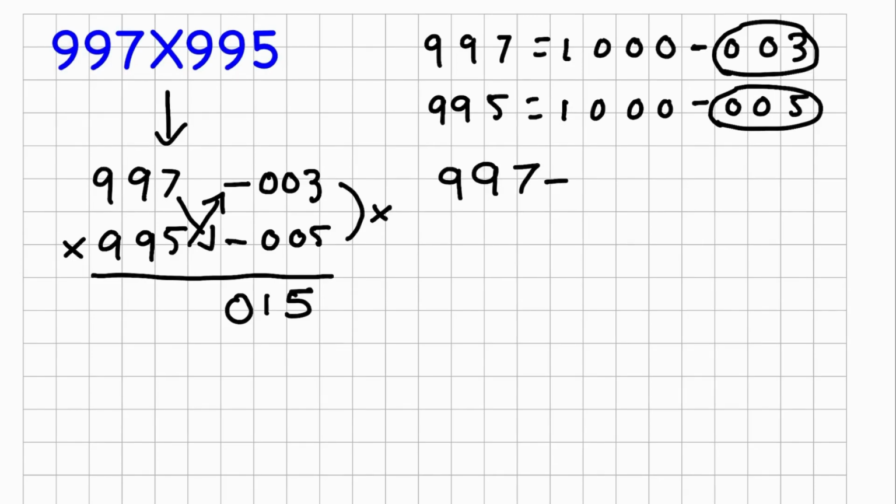Over here we either subtract 005 from 997 or 003 from 995.